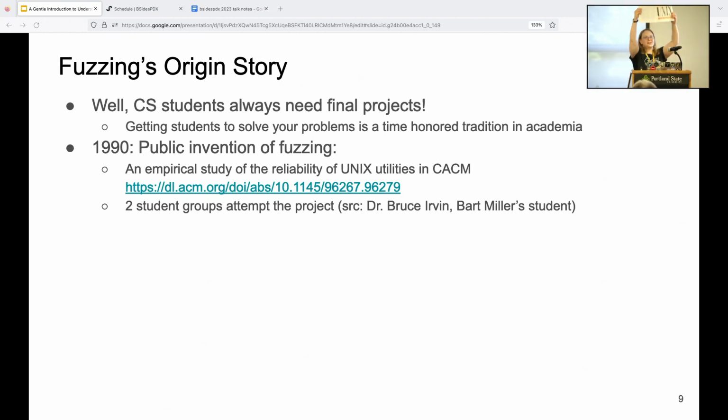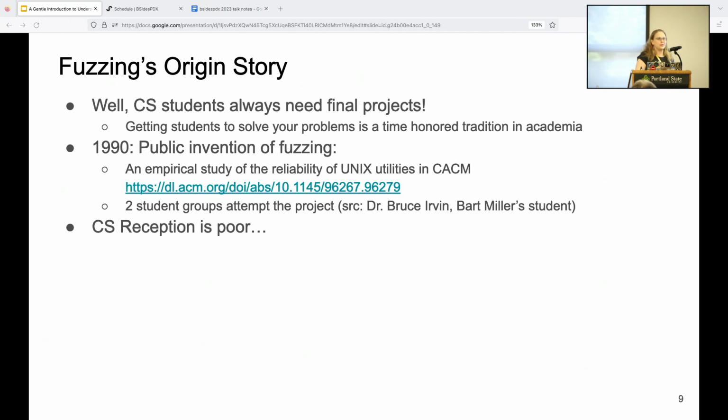The invention of fuzzing. I'll have it up here for you to look at afterwards. But yeah, that is their final project. That is a pair of students, and you know, a professor helping them with the editing and providing guidance and oversight.